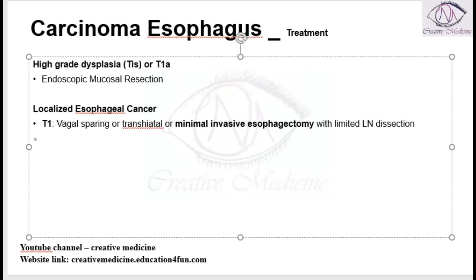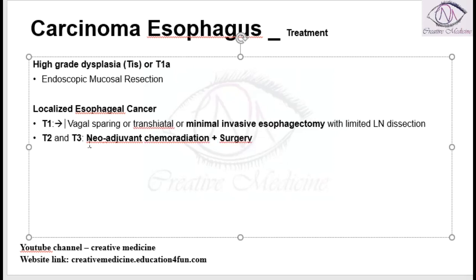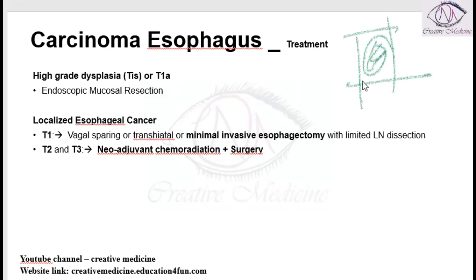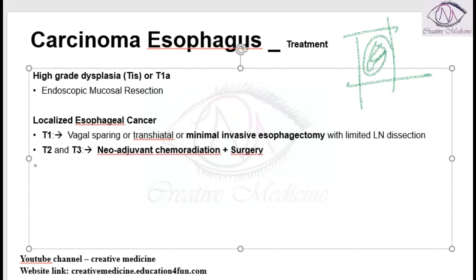If the tumor is T2 and T3, then you should do a neoadjuvant chemoradiation, and surgery is indicated. If it is T1, you do vagal sparing or transhiatal minimal invasive esophagectomy. You will only remove the esophagus related to that tumor. That is, if this is the esophagus and this is the tumor, you will only remove the esophagus pertaining to the tumor with limited lymph node dissection. Whereas if the tumor is T2 and T3, you will remove the esophagus with the tumor, and neoadjuvant chemoradiation is also done.